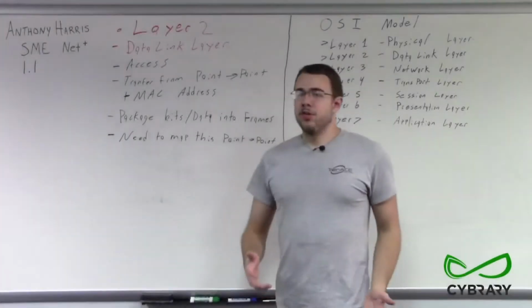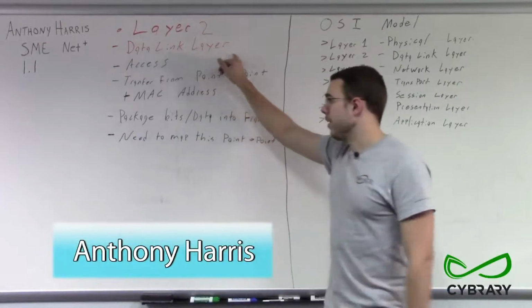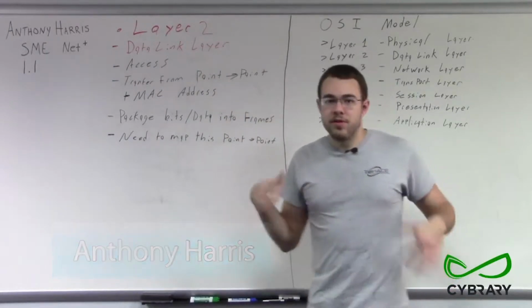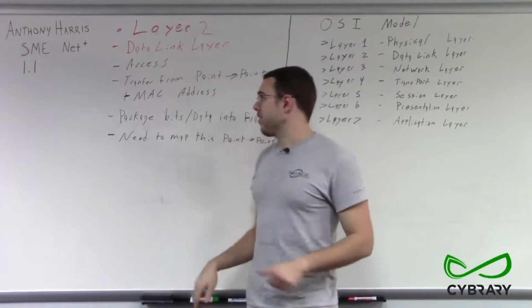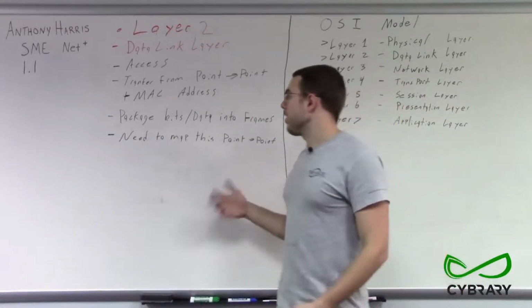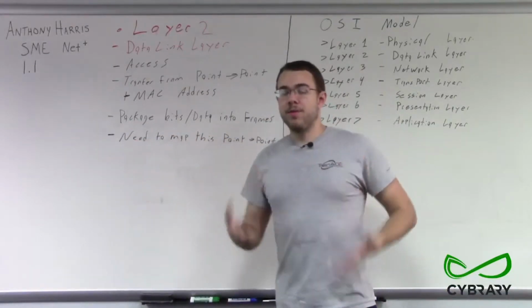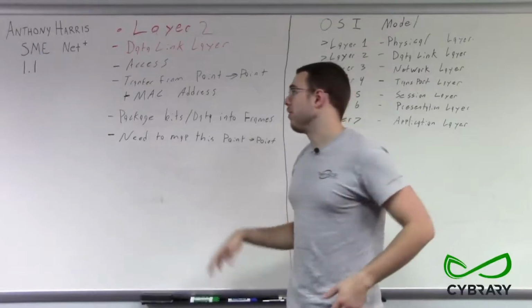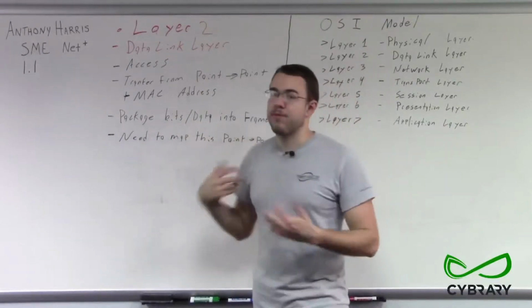Next we have our layer 2. Now our layer 2 is going to be our data link layer. Our layer 2 is going to essentially be access to a computer, access to our device. Whereas our layer 1 was a physical layer, our layer 2 is going to package those bits, those physical impulses, into data and into frames.